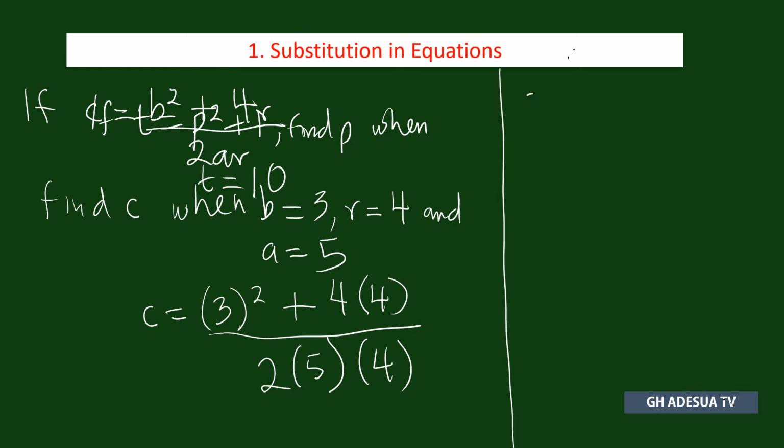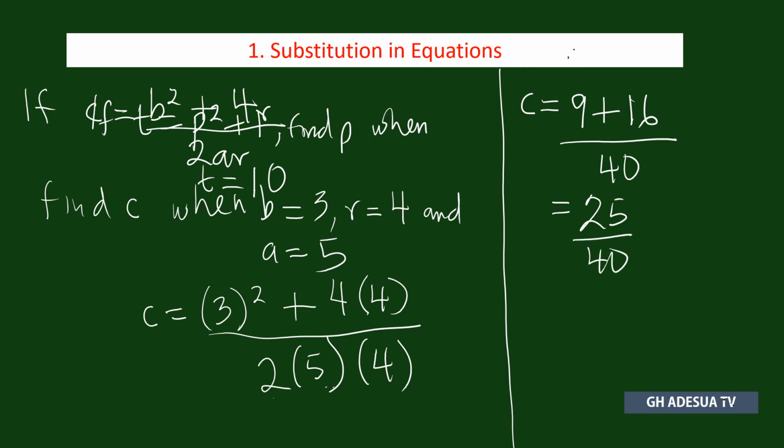So our next step. c will be equal to, so let's express these. 3 squared is 9. So 9 plus 4 times 4 is 16, all over 2 times 5 times 4. 2 times 5 is 10. 10 times 4 is 40. So for the numerator, you have 9 plus 16. 9 plus 16 is 25 over 40. That is c.